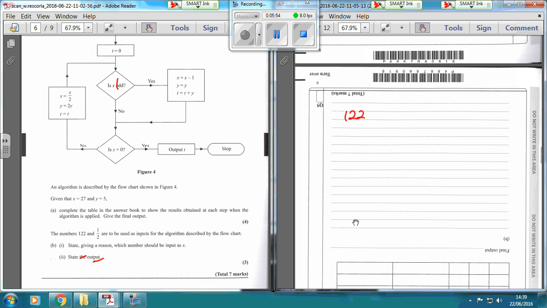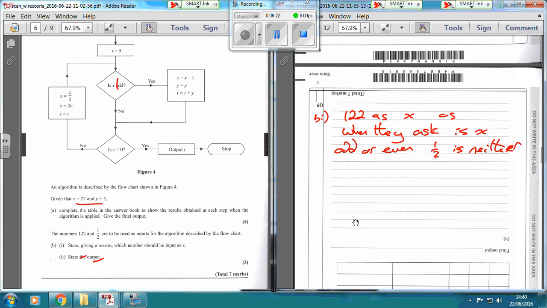So we need to say 122 as x, as when they ask, is x odd or even? Half is neither. So that's part one. And state the output. What we did here, we used 27.5 and we got 135. So what's happening is it's just multiplying. So state the output for 122 and a half. So 122 times one half equals 61. So 61 is going to be the output for that one.